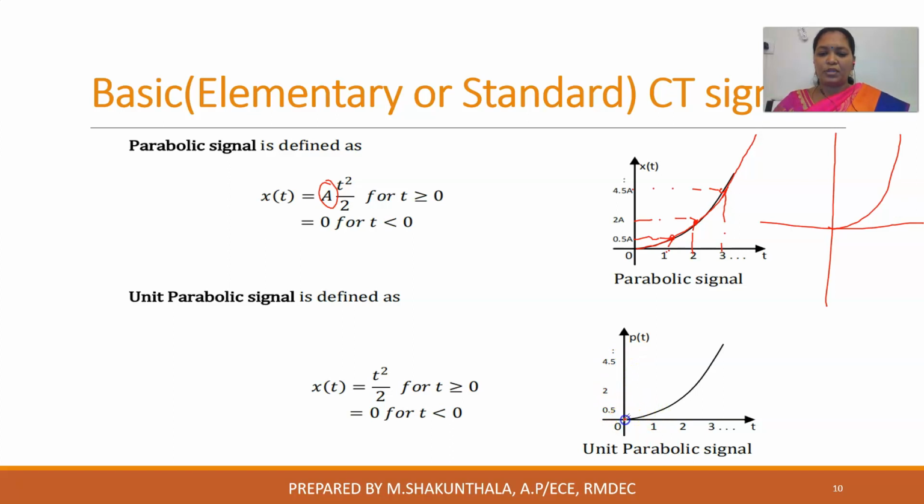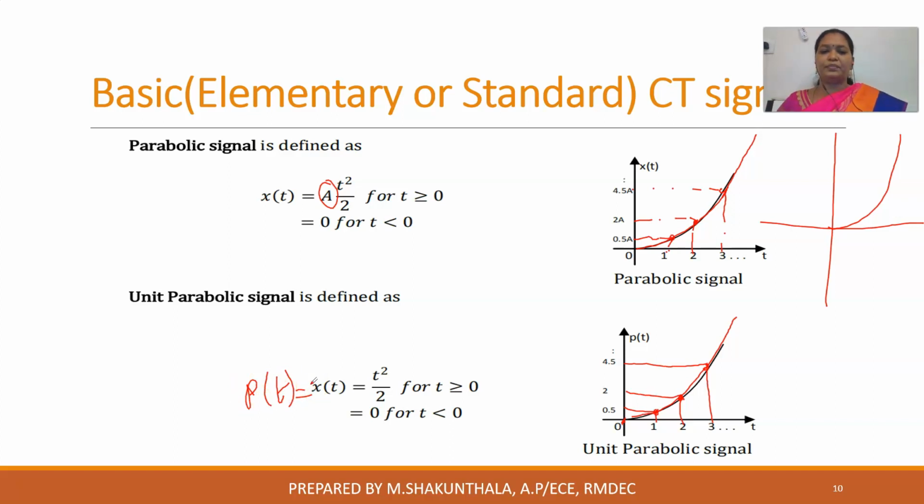So for 0 it is 0, for 1 you will get 0.5, for 2 you will get 2, for 3 you will get 4.5. So connect all the dots, you will get a parabolic signal like this. Okay, that is a unit parabolic signal, and specifically the unit parabolic signal is given by p of t.